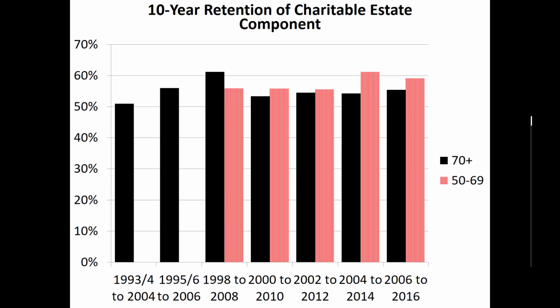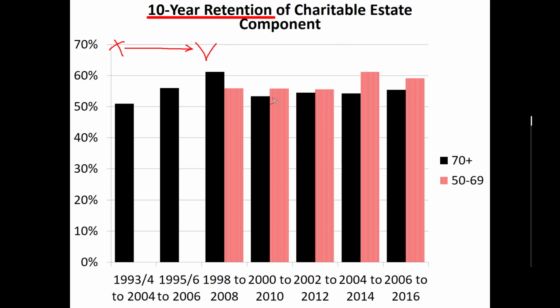So this is telling us the 10-year retention of any charitable estate component. So if, let's say, a person started with organization X, and then 10 years later, they had organization V in there, okay, that is going to be shown as retention of a charitable estate component.